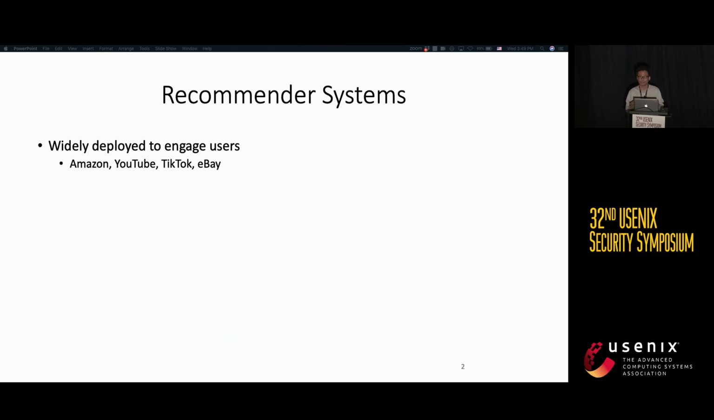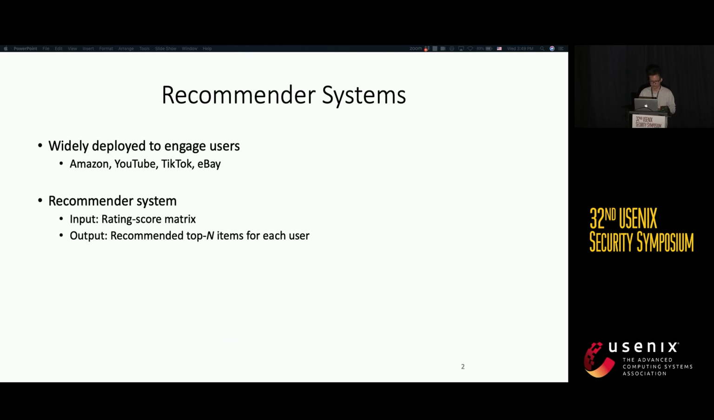Recommender systems are widely deployed by many web service platforms such as Amazon, YouTube, TikTok, eBay to engage users, to improve user experience. Typically, a web service platform first collects a large amount of rating scores that the users give to items. Then the web service platform uses the rating score matrix to build a recommender system that models the complex relationship between user interests and item properties. The recommender system recommends the top N items for each user that match the user interests.